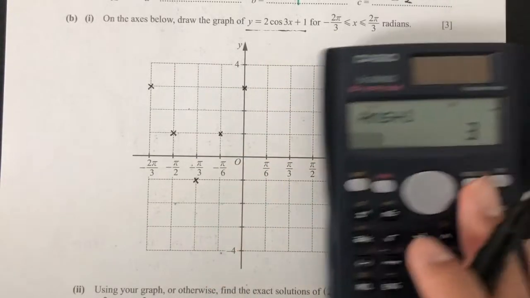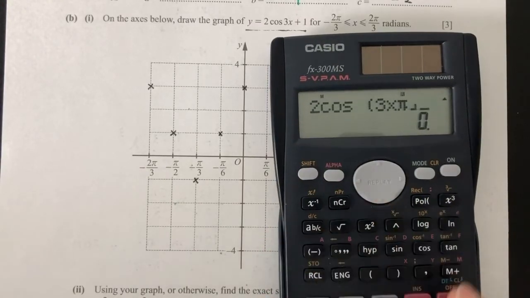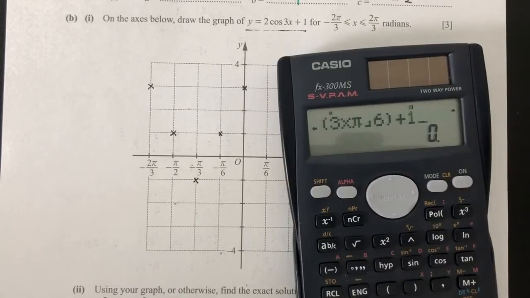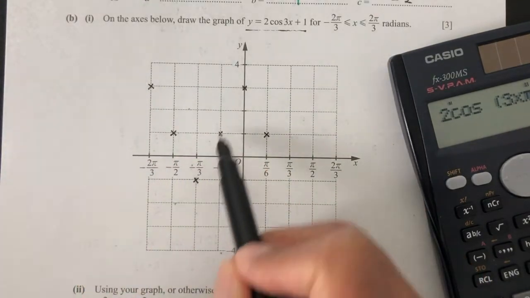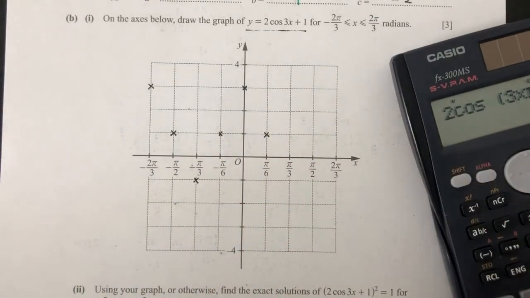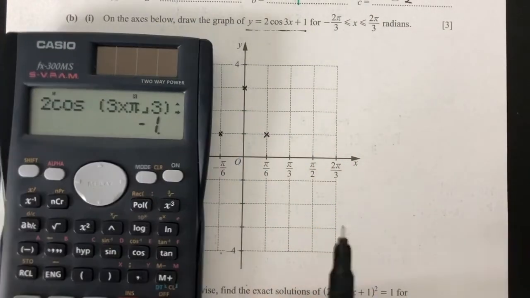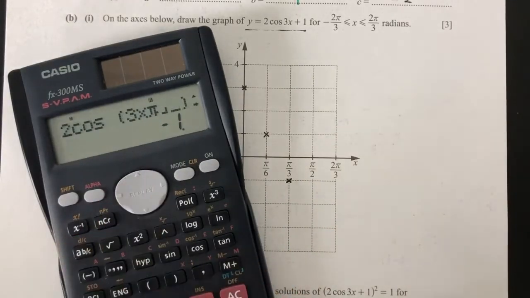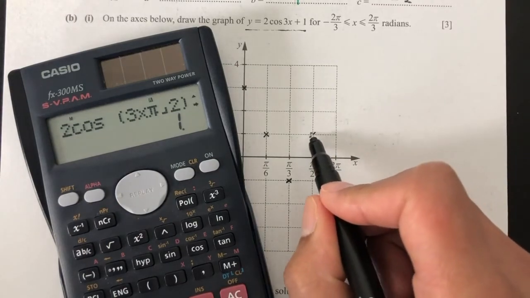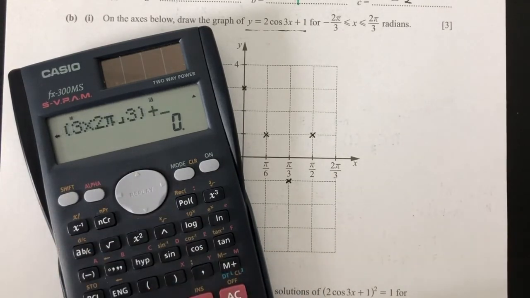Now next one is pi by 6. So 2 cos 3 times pi by 6 plus 1. That should be 1. So you can see already it should be like that, right? But let's check always, because we don't want to make those silly mistakes. Let's check what the values will be using a calculator. So this will be minus 1, and this should be 1 again. And last one, we have 2 cos 3 times 2 pi over 3 plus 1. That should be 3.